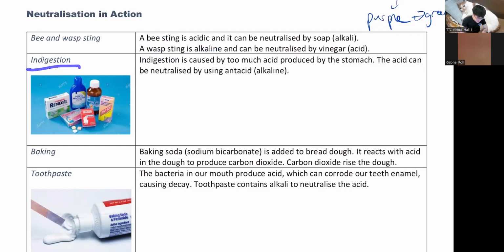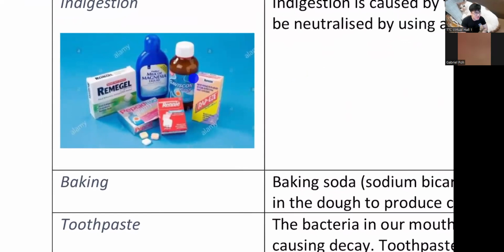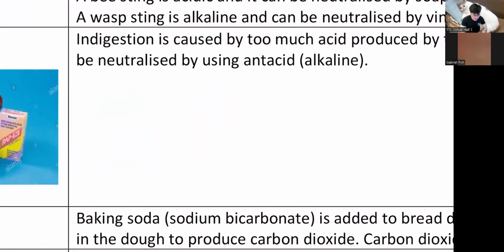So next, indigestion. When you have gastric, that's when your stomach has too much acid. Maybe you starve yourself, you don't eat, or you just have gastric problem. So indigestion is caused by too much acid produced by the stomach. You can neutralize it by using alkaline, which in this case we call an antacid. I'm sure you recognize this. We sell Gaviscon here in Malaysia. This is an antacid. So next time you have gastric problem, you go to the pharmacy and ask, do you sell antacid? If they say yes, that's what you need.